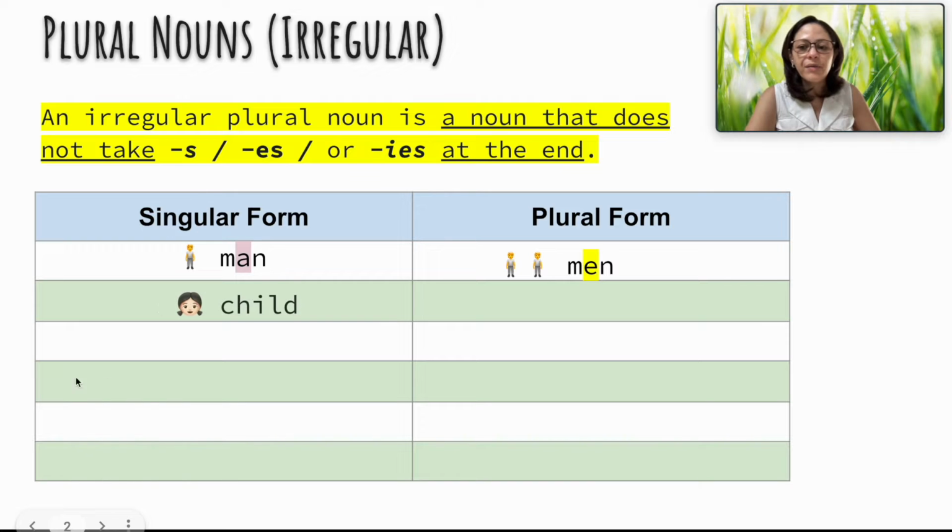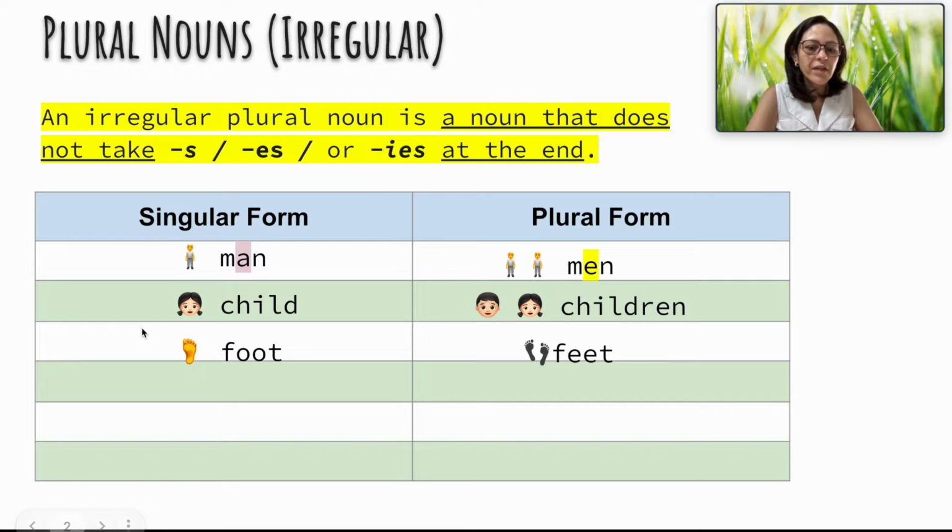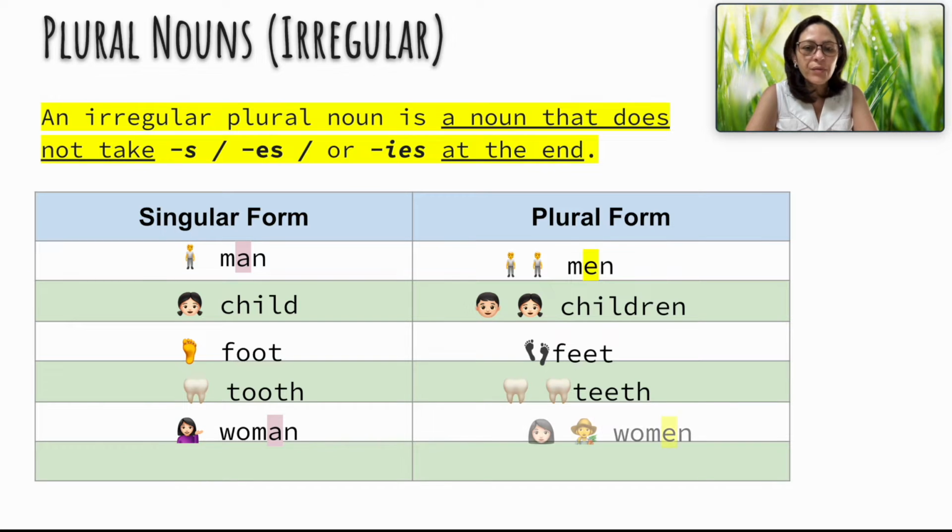Our next noun, a child. The plural form, children. A foot, 1 foot. The plural form, feet, 2 feet. A tooth, 2 teeth. A woman, 2 women.